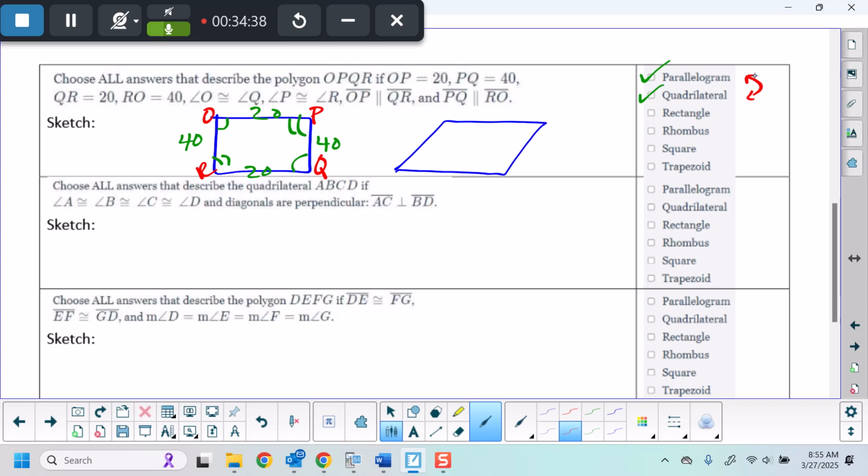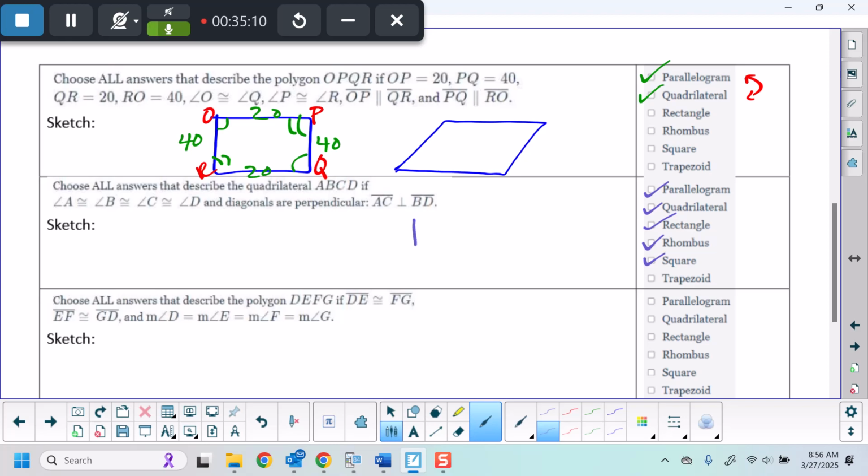So all of my angles are congruent. Now I've got rectangle, Caroline. All my angles are congruent. It's a quadrilateral. It's a parallelogram, and it's definitely a rectangle. No, yes. But my diagonals are perpendicular. Square. And a rhombus, right?